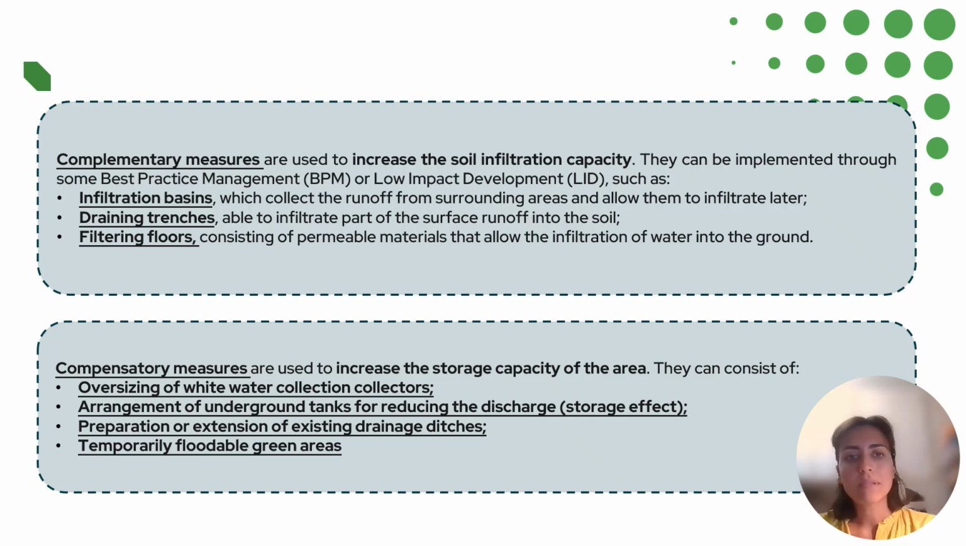On the other hand, the compensatory measures focus on increasing the storage capacity of the area. Examples include oversizing water collection collectors, installing underground tanks to temporarily store excess water, preparing or extending existing drainage ditches, or creating temporarily floodable green areas. These measures are particularly important when infiltration alone is not sufficient because they directly reduce runoff volumes by providing temporary storage.